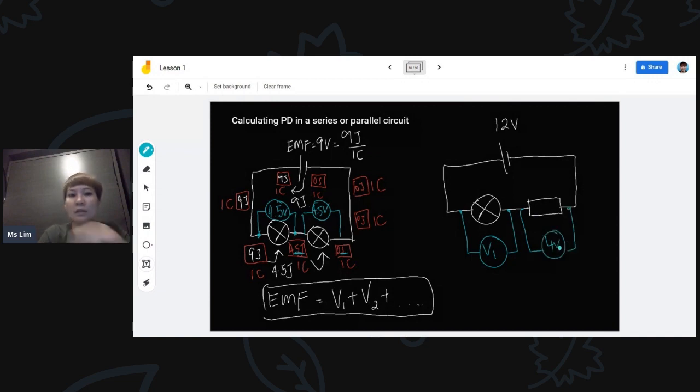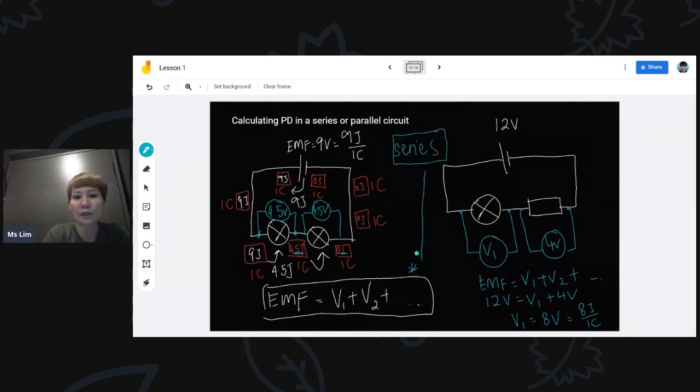Likewise, we use the formula here. The total EMF is equal to the sum of the potential differences. So 12 volt equals V1 plus 4 volt. Therefore V1 equals 8 volt, or 8 joules per 1 coulomb. This is how you solve when they are in a series circuit. You have to use this formula here.